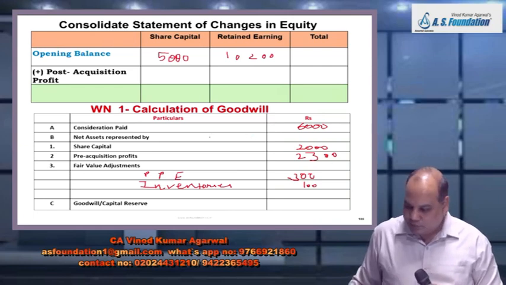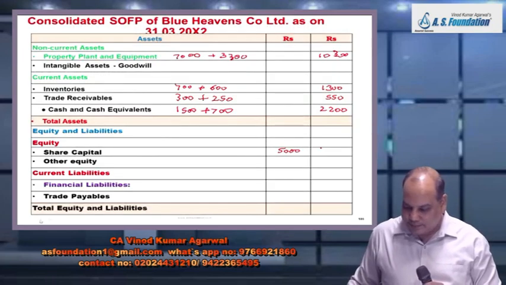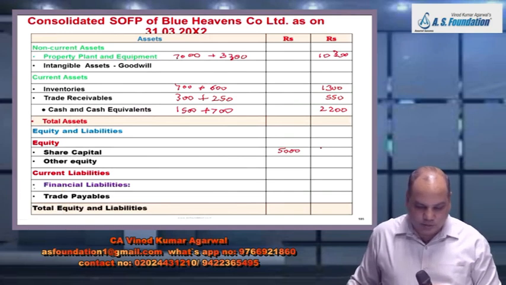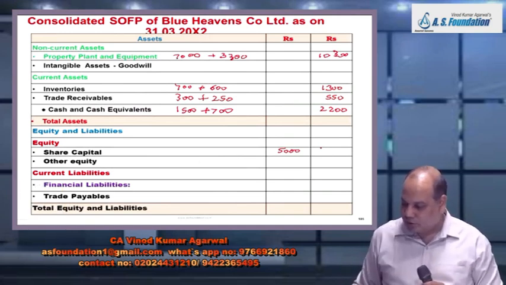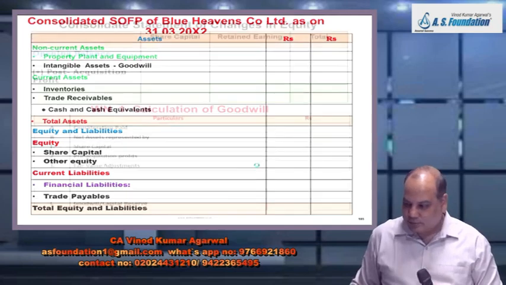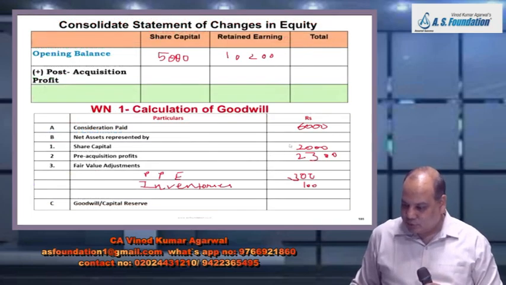Then trade payable. Trade payable has no adjustment. Take the total, tell me the total directly. 450. Write 450 in the last column. All adjustments we have done. And then you come to the calculation of goodwill.